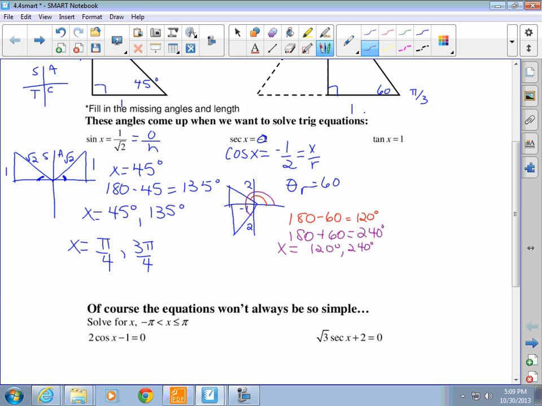I don't worry about the reference angle there because my one angle wasn't in quadrant 1, so I don't use that 60 value. I only use it for calculation purposes.